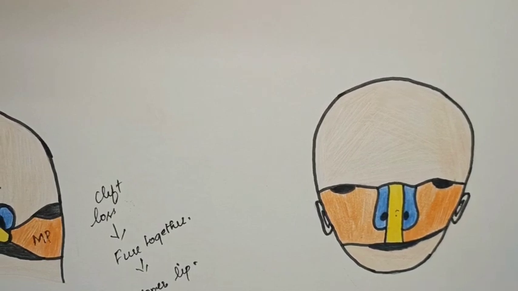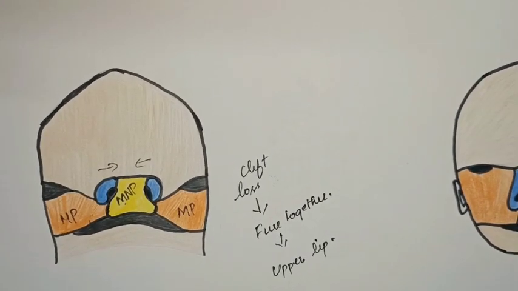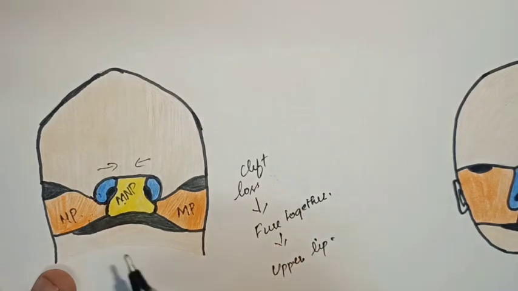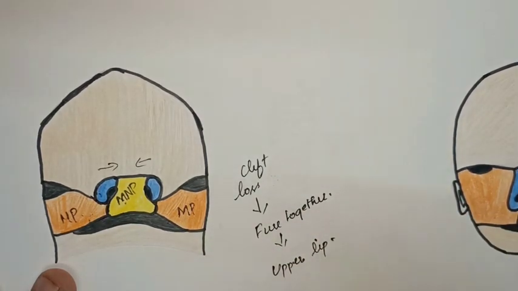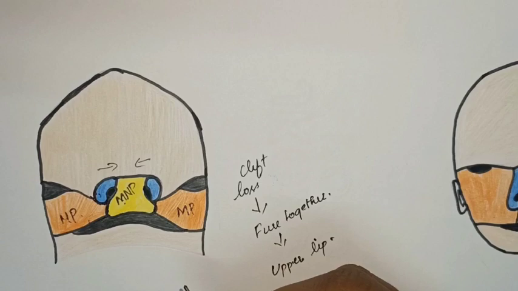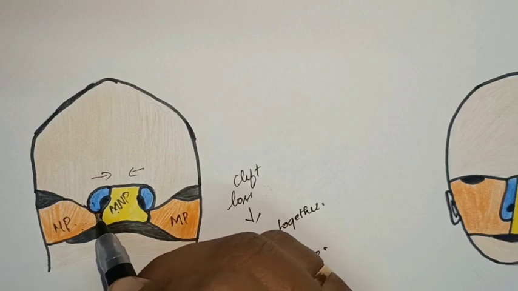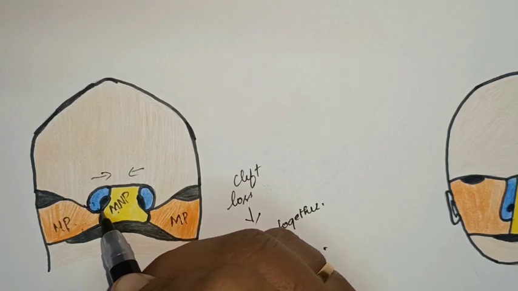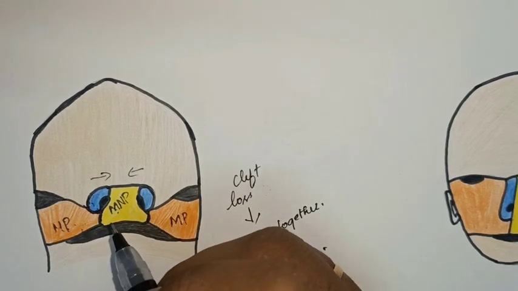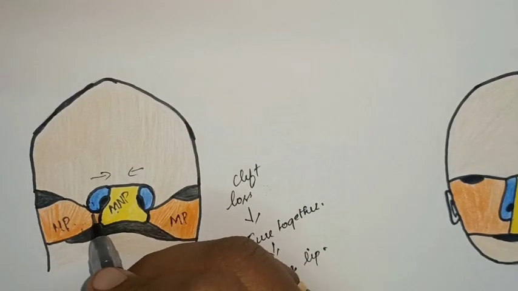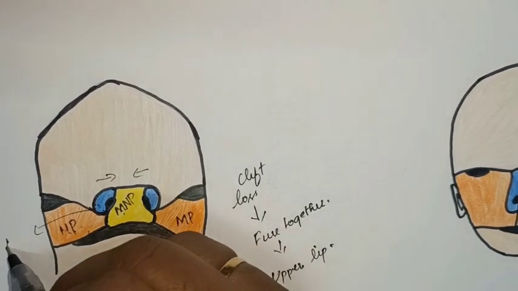Then once the fusion of the medial nasal process and maxillary process happens, what happens to the cleft present between the lateral nasal process and the maxillary process, okay. The maxillary process and lateral nasal process are separated initially by a deep furrow, okay. That deep furrow is called the nasolacrimal groove. So see, this is your nasolacrimal groove. This deep furrow is also called the nasolacrimal groove.